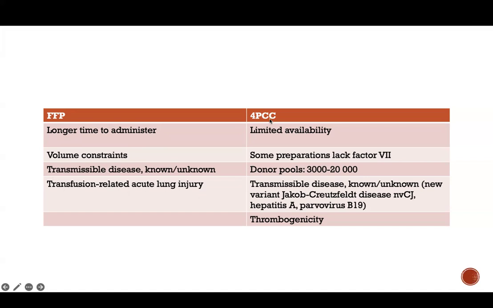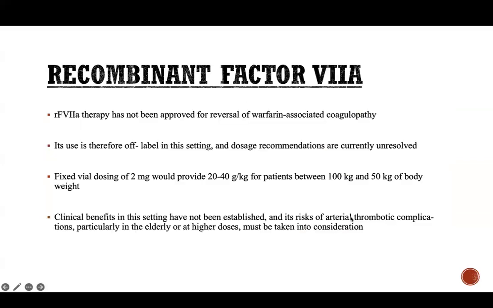Similarly, when we take 4-factor prothrombin complex concentrate, the limitation is that its availability is limited. And some preparations, that is the 3-factor prothrombin complex concentrate, lack factor 7, and it requires around 3,000 to 20,000 donors to generate it in sufficient amounts. It can transmit some diseases, and the main limitation is its thrombogenicity.